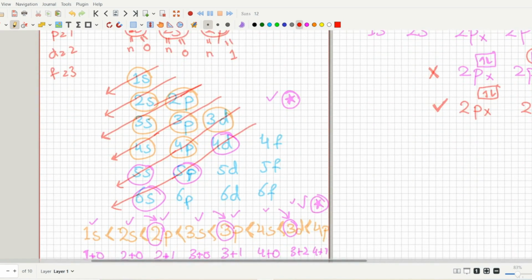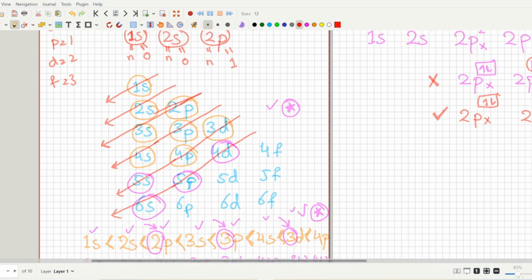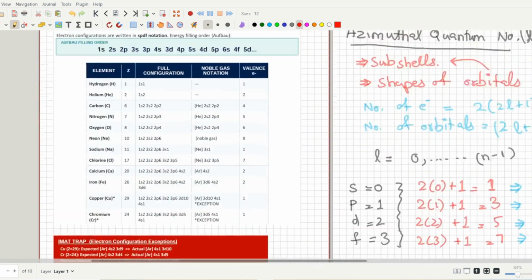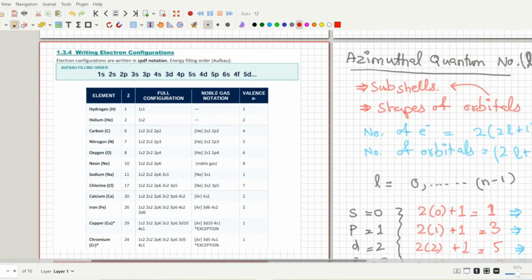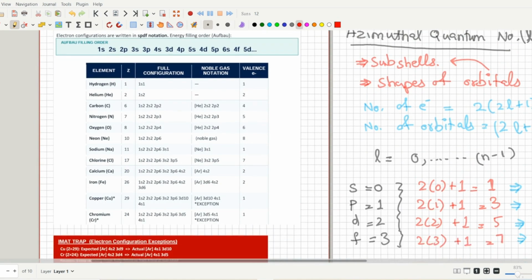Like the first electron will go into 1s, then 2s, then 2p, then 3s, then 3p, then 4s, 3d, 4p, 5s, 4d, 5p, 6s, then 4f, 5d, 6p and 7s. You can go up to infinity. You can write down as many shells as you want to, but you have to be careful about 2 elements.